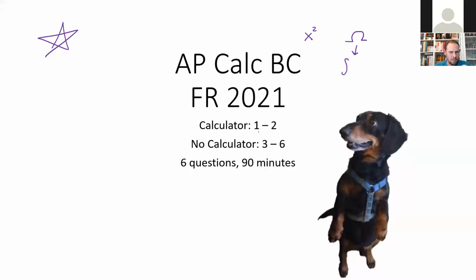So this is just as a reminder. For these questions, these people were taking the test in person. They were allowed to use calculators on questions 1 and 2, and they were not supposed to use calculators on 3 through 6. You guys are taking it at home, so no one's going to know.